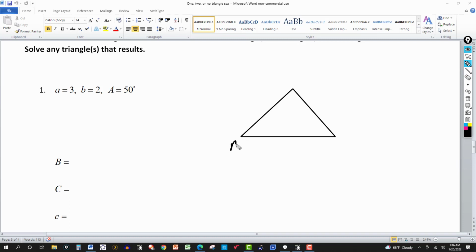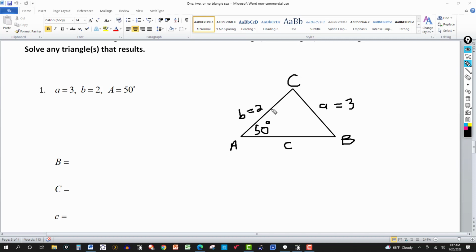So angle A is given to be 50. Label it here. This is 50 degrees. And side a is over here, and that's given to be 3. Label this as angle B. And side b is given to be 2. This then will be angle C, and then the side opposite is lowercase c.